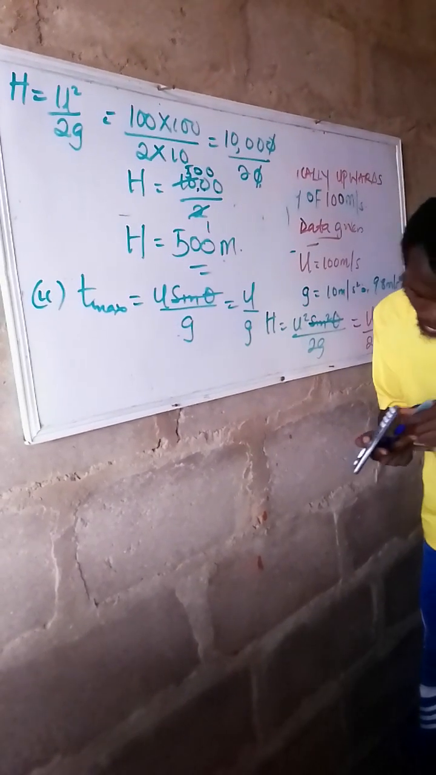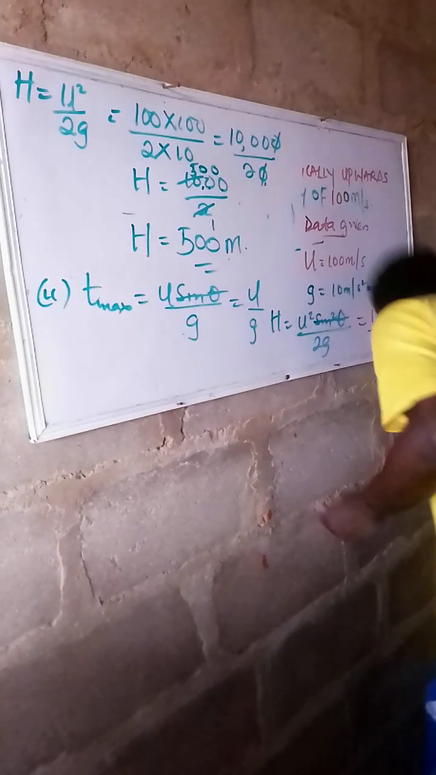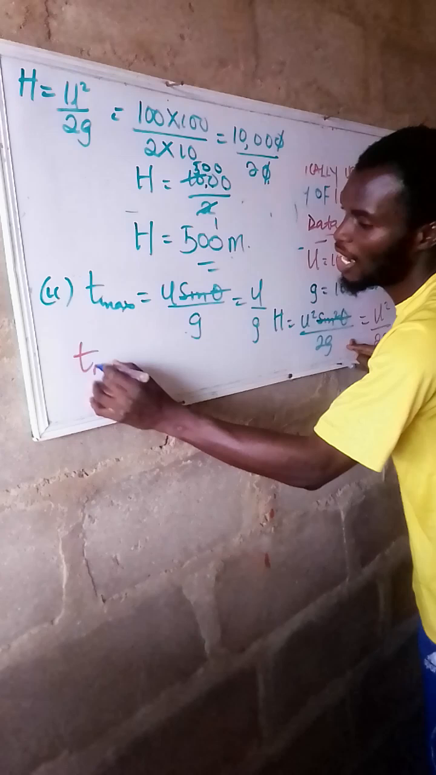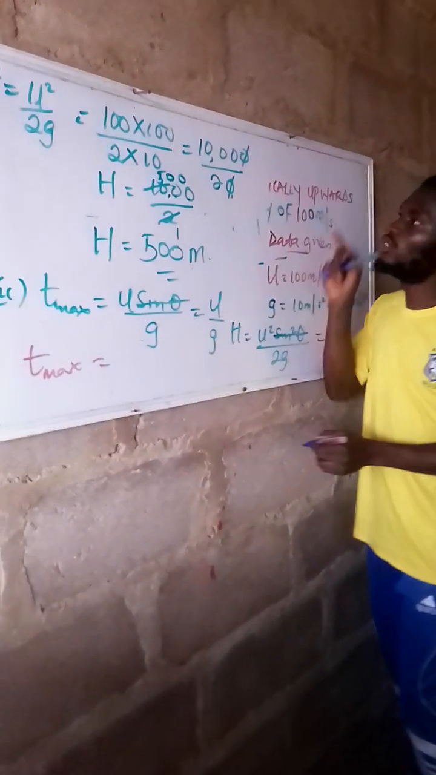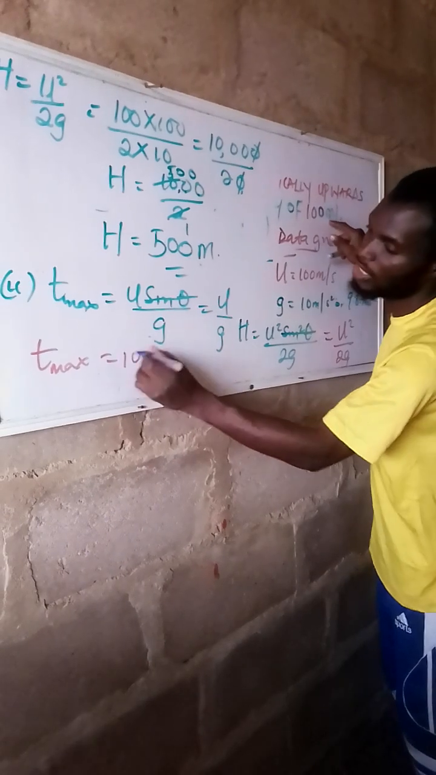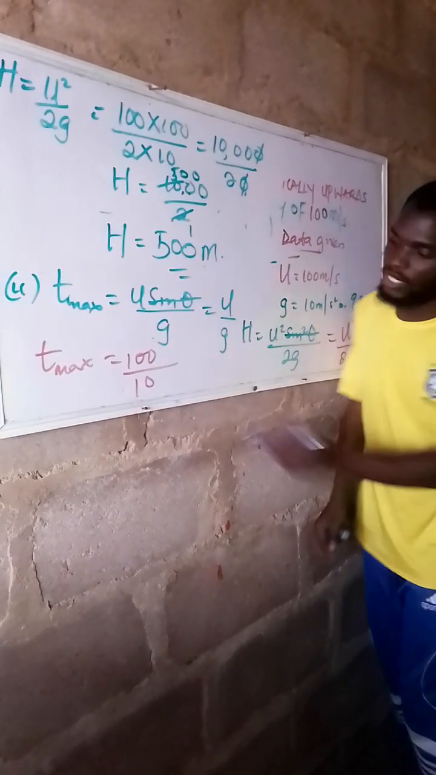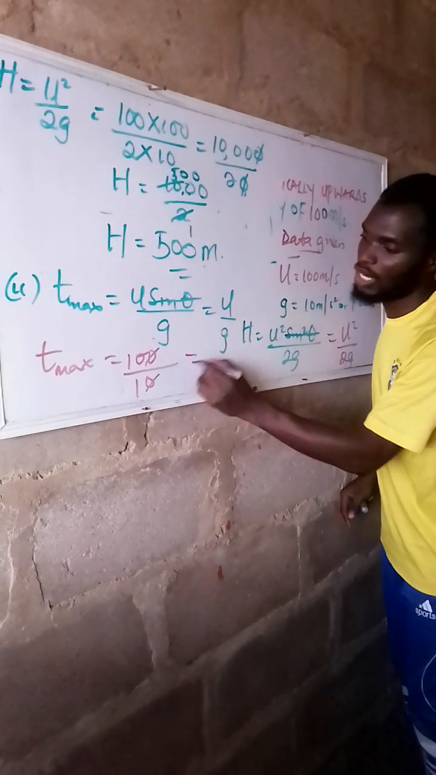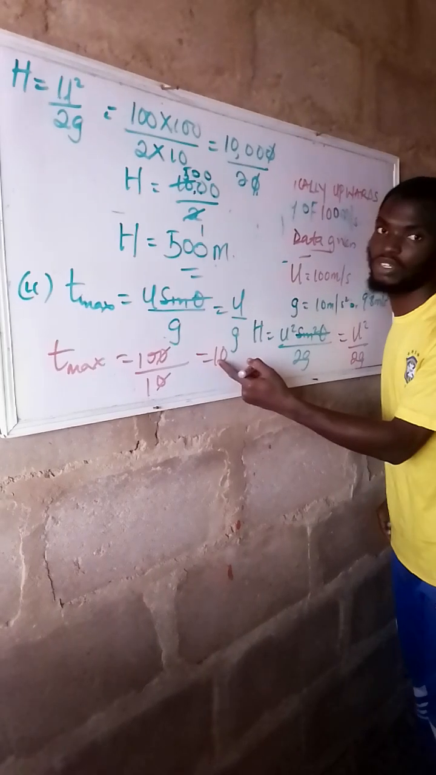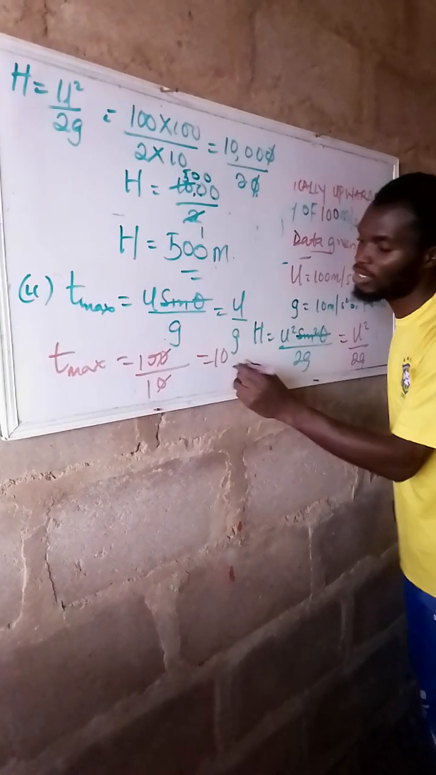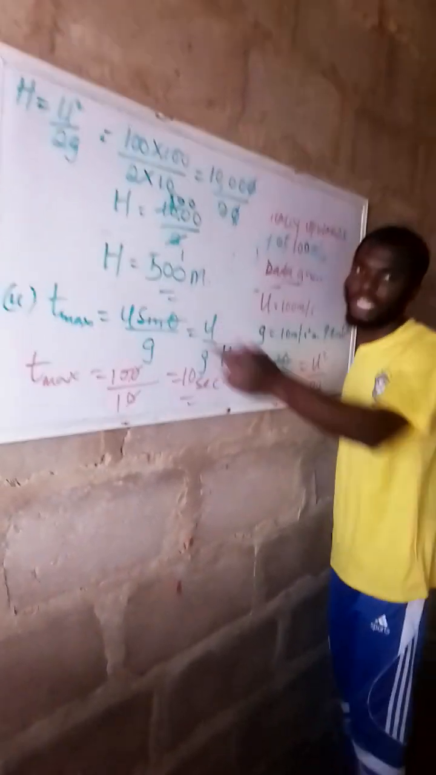Therefore, T max Z equals, what is our u? Our u is 100, according to the initial velocity. According to the question, g will be 10. Then sine 0 settles 0. What are we left with? 10. 10 divided by 1 will always give us 10. Anything divided by 1 will give us that. But what will be the SI unit? It matters in physics. The SI unit is seconds. So time is in seconds.